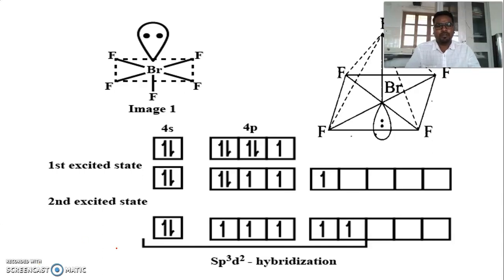So the electronic configuration of bromine: in the halogens, it belongs to group 17. So there are 7 valence electrons in bromine, not boron. It is bromine pentafluoride. So there are 7 electrons present in the s and p orbitals. So this is the electronic configuration of bromine in the ground state.